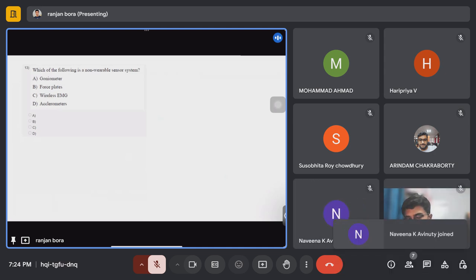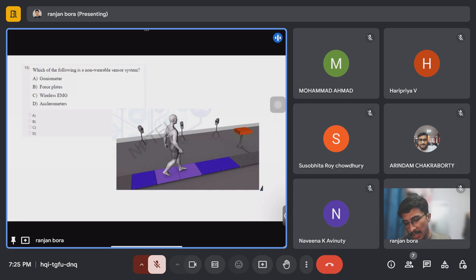Which of the following is a non-wearable sensor type? We can see these are the force plates. The other sensor types given, like goniometer, wireless EMG, accelerometers, can all be worn by the patient. But force plates we lay on the surface, on the ground, and the patient walks over the force plates. So it is a non-wearable type.